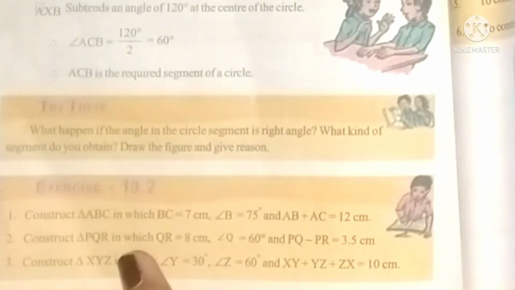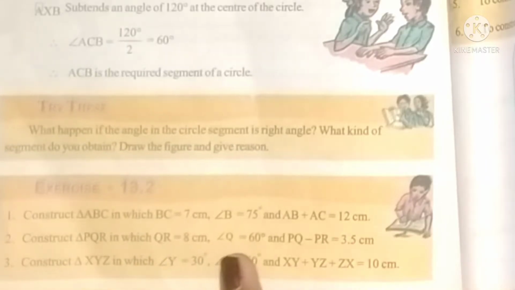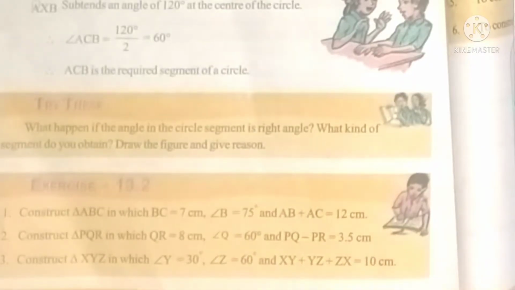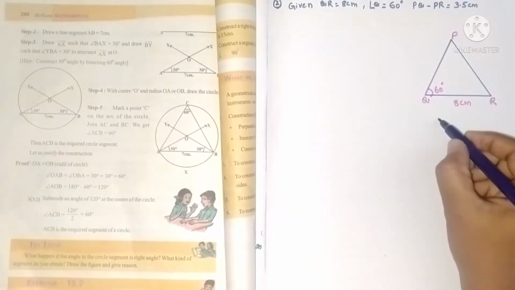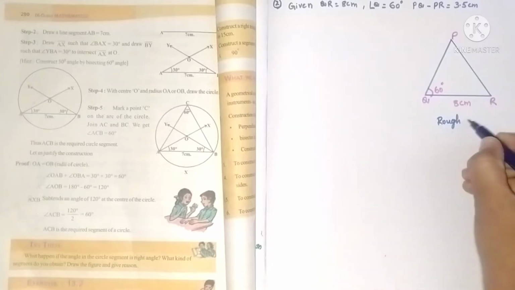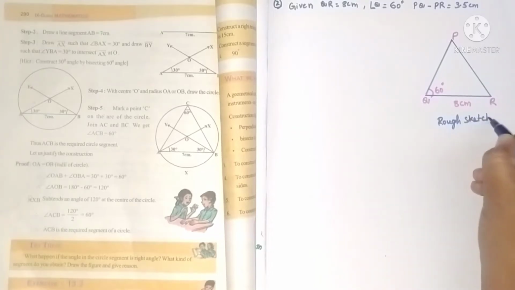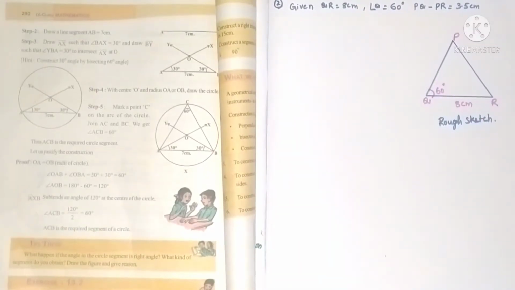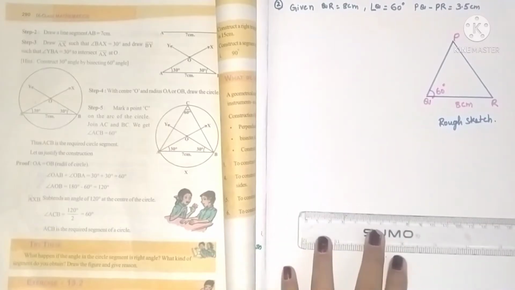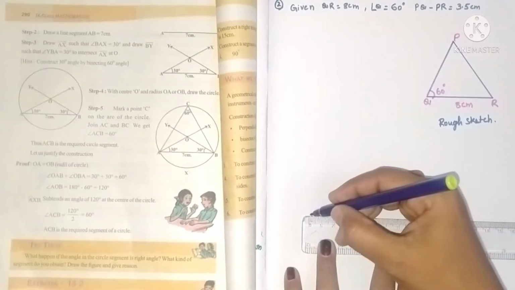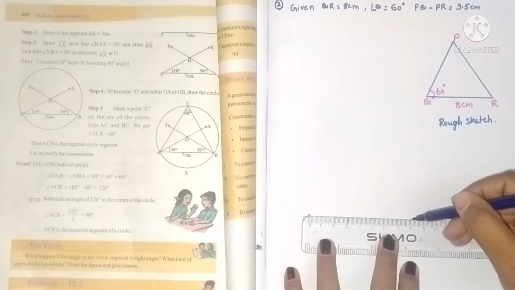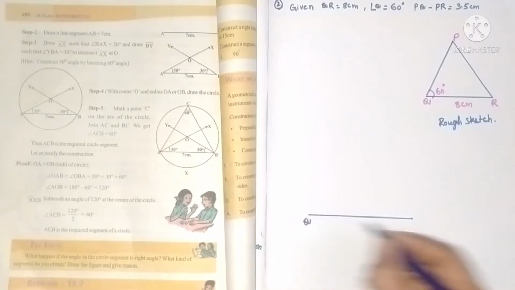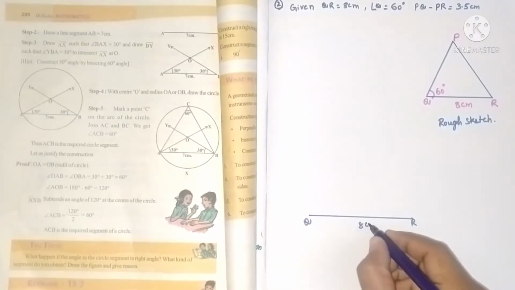Second problem. Construct a triangle PQR in which QR is equal to 8 cm, angle Q is 60 degrees and PQ minus PR is 3.5. So students, first write the given information and draw the rough sketch. QR is 8 centimeters. Take the scale, put the points at 0 and 8. So QR is 8 centimeters.